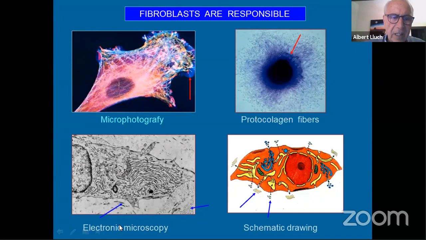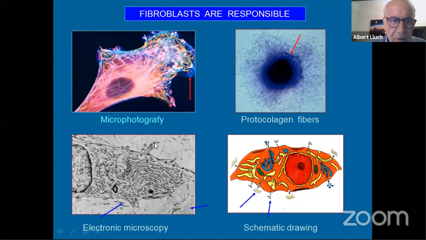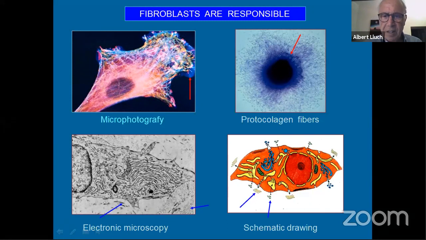And here is an electron microscopy of a fibroblast. Here's the nucleus, and here's the reticular system. And the reticular system throws into the intercellular space protocollagen fibers. Here are some fibers cut longitudinally, like in this section, and some other fibers are cut transversely, and we see them as little dots. And this is the Golgi apparatus that will secrete mucus material.